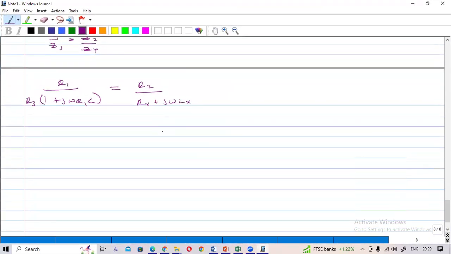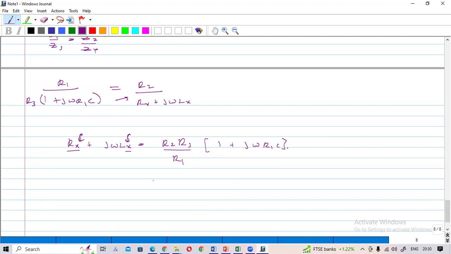Then I will take this one here. Then I will have Rx plus j omega Lx. These are the unknown terms, Rx and Lx. And I will take all known terms on this side. So I will have R2 R3 divided by R1, and this one, 1 plus j omega R1c.